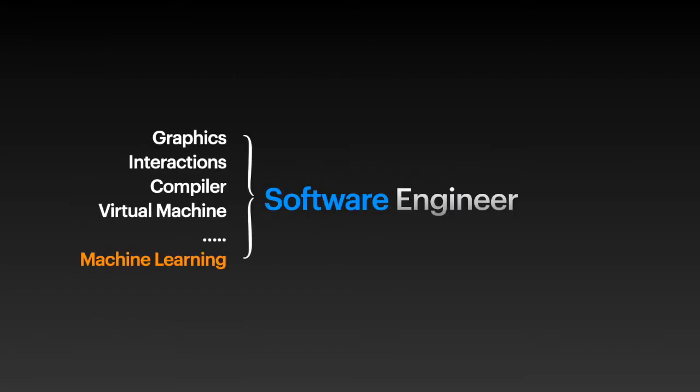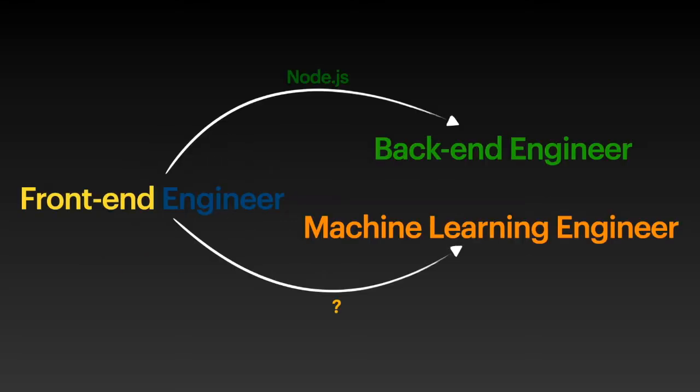Let's look at the background first. We know that when we talk about software engineering, we are talking about maybe graphics software engineering, interaction, compiler, virtual machine, and machine learning software engineering. We know that a software engineer can transfer from one end to another. Let's say front-end engineering for a specific example. With the help of Node.js, a front-end engineer can also act as a back-end engineer.